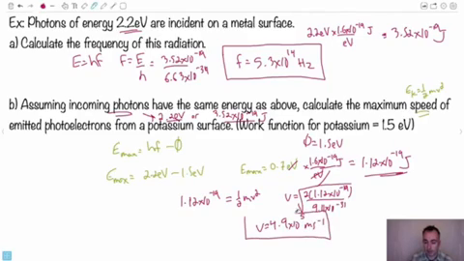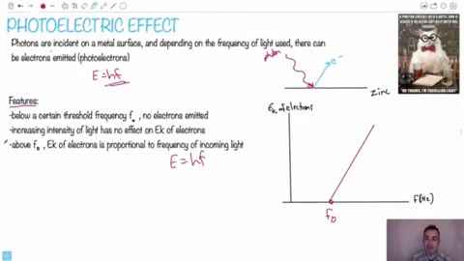Pretty fast. Remember, something like 10 to the 8, that's the speed of light. So these are electrons that are actually going pretty darn fast here. You can see how we can actually solve all this. So the photoelectric effect does not have to be so bad. It does not have to be so scary for you.